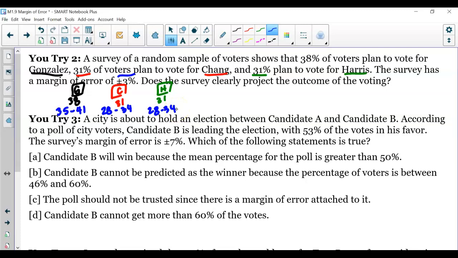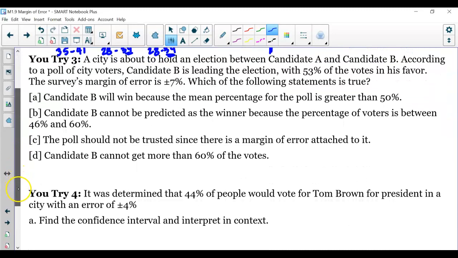So now looking at the percentages, was there overlap? So for Gonzalez, 35 to 41. That's the range here, covering those values. So then the others were 28 to 34. So 28 is below 35. Now where is 34? Well, 34 is also below 35. So is there overlap? No, there is no overlap. So can we project that there is a winner? Yes, we can state that Gonzalez is going to win because based on the margin of error, there is no overlap in the data.